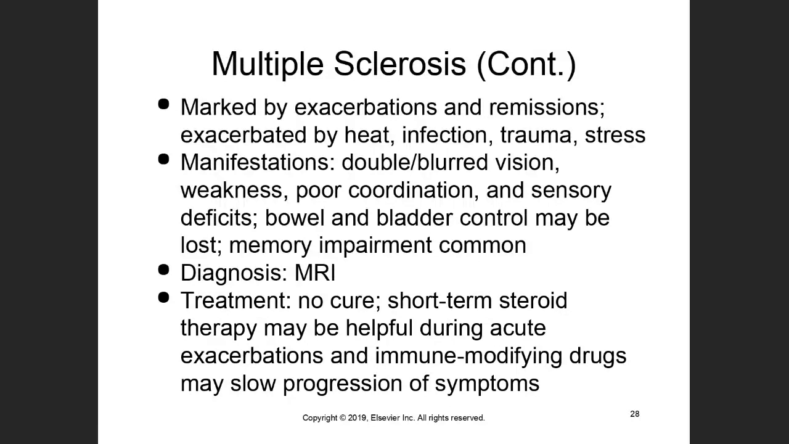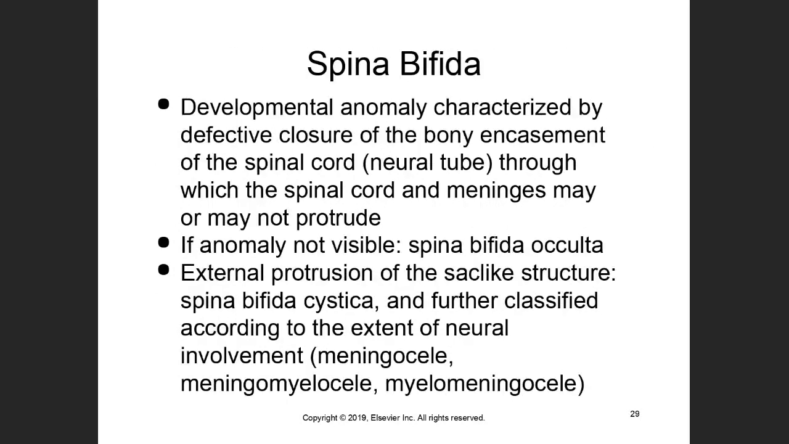Remember that this is in the central nervous system, and the cell that is affecting the central nervous system is the oligodendrocytes, okay? And in the MRI, you are gonna see the oligoclonal bands. Okay? Treatment, no cure. If you don't have the diagnosis by the MRI, then you do the TAP, okay? The lumbar puncture. Treatment, no cure. Short-term steroid therapy may be helpful during acute exacerbations, and immune-modifying drugs may slow progression of symptoms. Most of the time, treatment for MS is supportive.